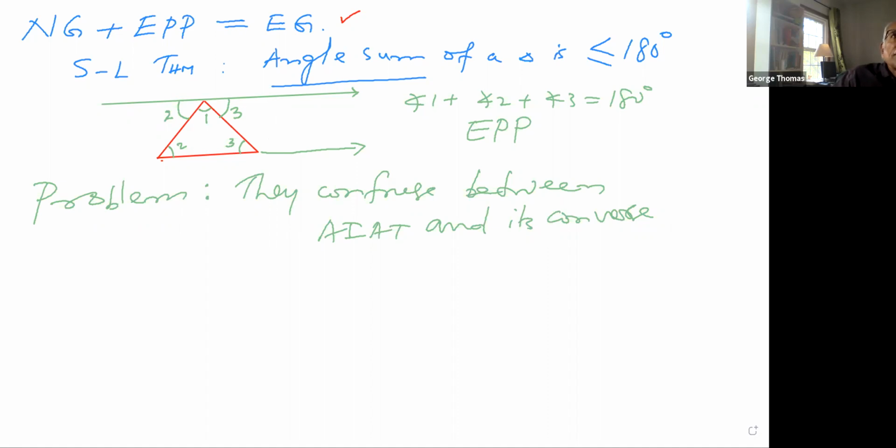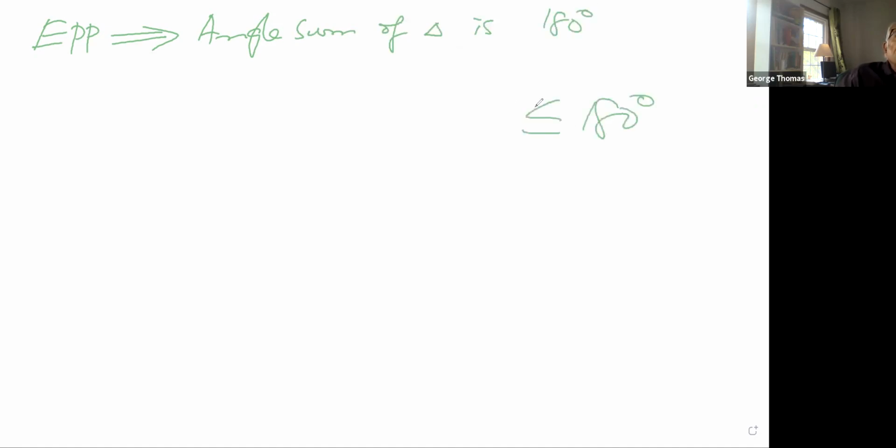So EPP implies the angle sum of a triangle is 180 degrees. So from less than or equal to 180 degrees, we went to equal to 180 degrees.